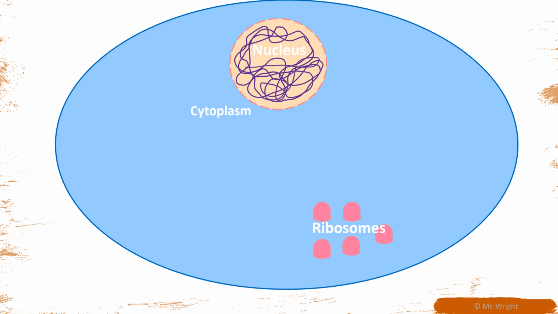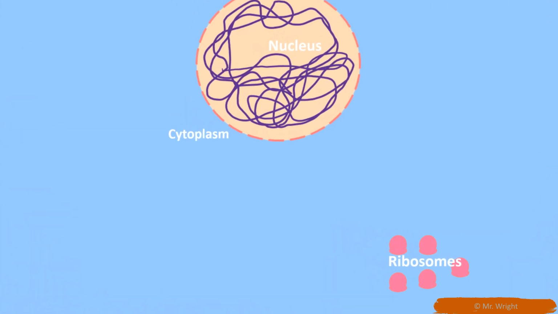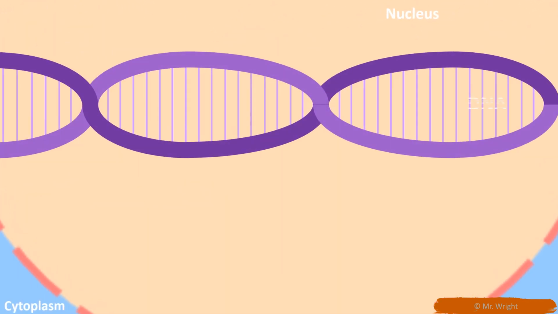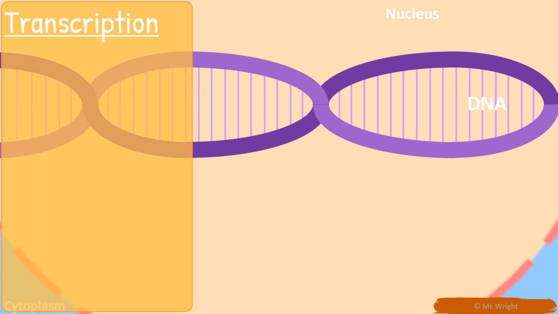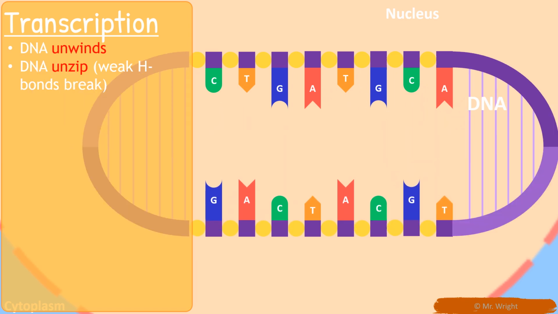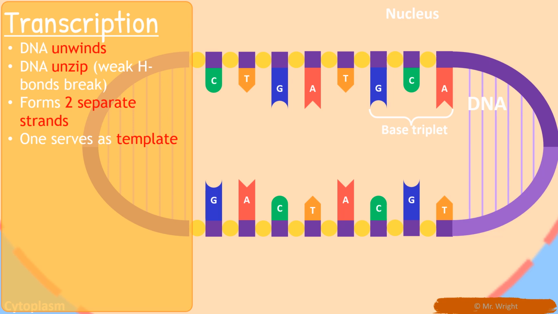The first phase of protein synthesis, transcription, takes place within the nucleus of the cells. This is where the DNA molecules containing the coded message for protein synthesis are found. Firstly, the DNA unwinds. Then the DNA unzips, meaning the weak hydrogen bonds that hold the 2 strands together break, allowing 2 separate strands to form. Only one of these strands will form the template where the mRNA molecule will be built. 3 consecutive nitrogenous bases on the template strand are called a base triplet.